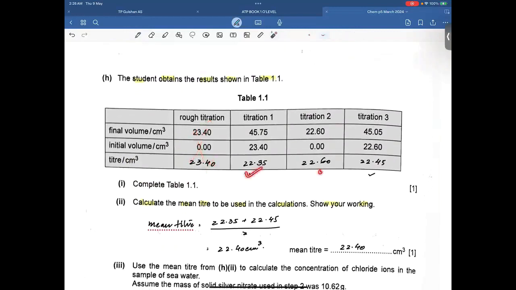Now we have three values, so we need to compare which ones are more consistent, more concordant. I believe these two values are more concordant and consistent as compared to this one. So I need to ignore it again and use these two values to get the mean titre.